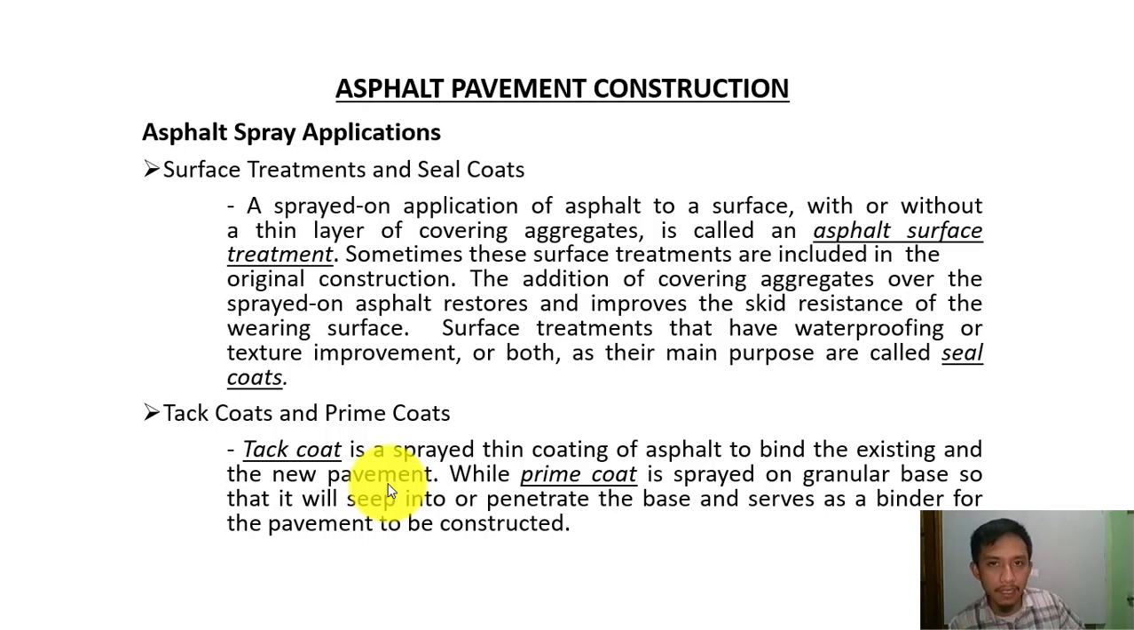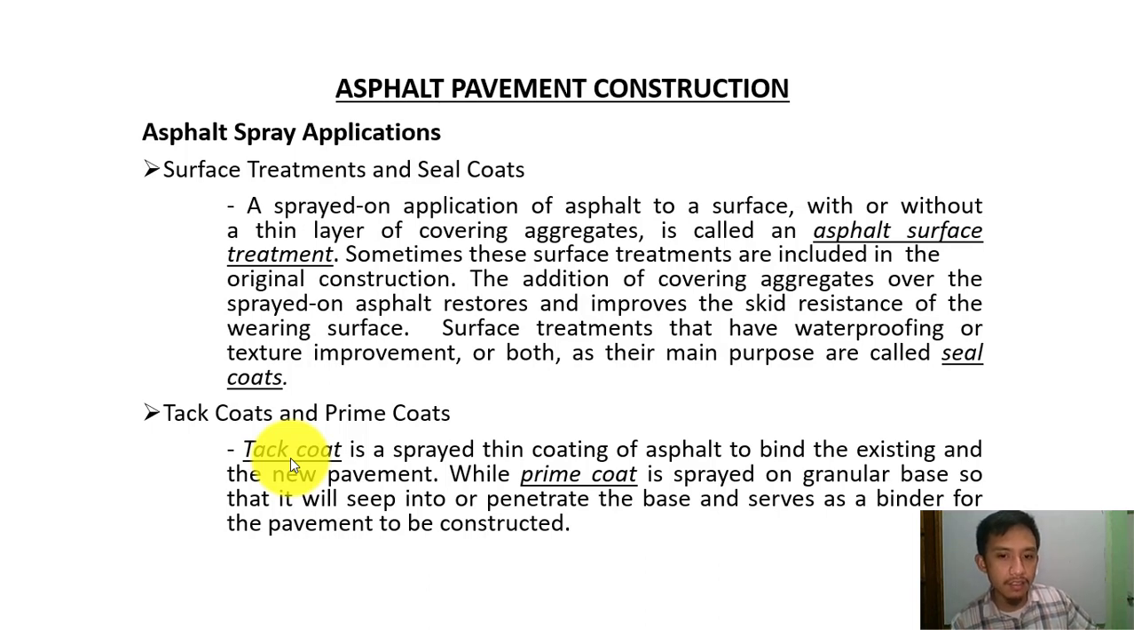So there is an existing pavement, and we will bind it with the new pavement that we are going to construct. Then we have something similar, which is also a coating: the prime coat, which is sprayed on a granular base so that it will seep into or penetrate the base and serve as a binder for the pavement to be constructed. If a tack coat is applied on the old or existing pavement, this prime coat is applied on the base. It means there is no existing pavement, so we are going to construct a new pavement.